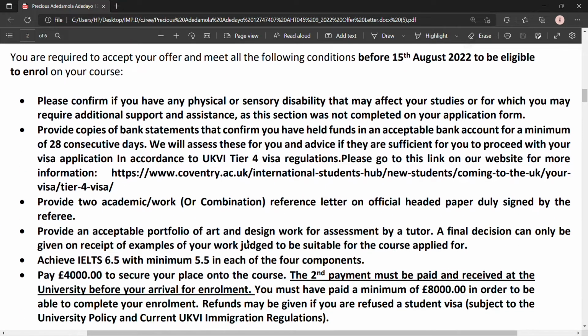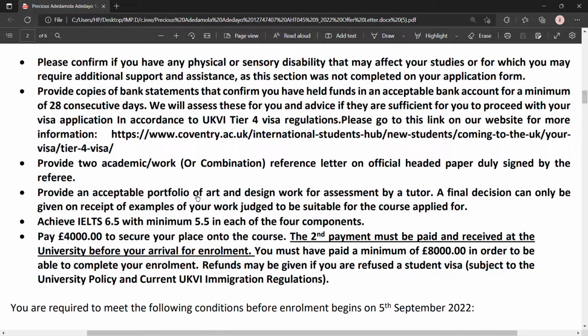Learning. You are required to accept your offer and meet all the conditions before 15th August 2022 to be able to enroll on your course. Now, these are the conditions. Please confirm if you have any physical or sensory disability, provide bank statements, provide 2 work or combination reference letters, provide acceptable portfolio of art and design work for assessment by a tutor.